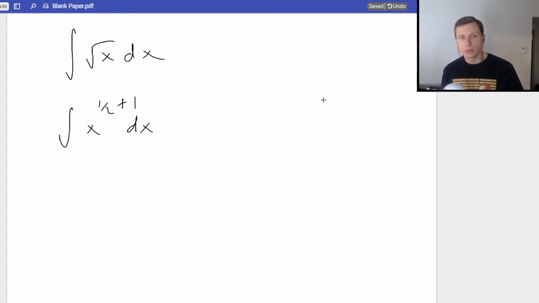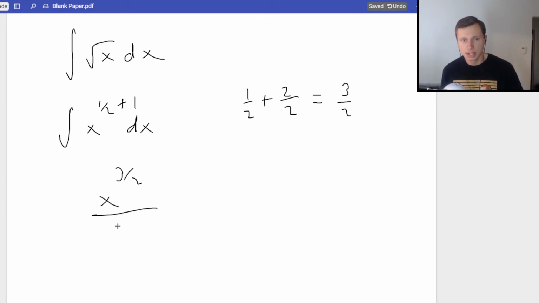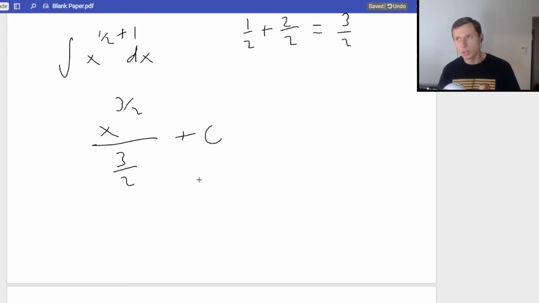A lot of people think way too long about this question, so here's what I would recommend you do. 1/2 plus 1 is the same thing as 1/2 plus 2/2, right? Which is 3/2. So the integral of this is now x to the 3/2 power divided by 3/2 plus c. Now we can't leave this as the final answer. We don't like complex fractions like this. We don't want to have a fraction within a fraction in the denominator.